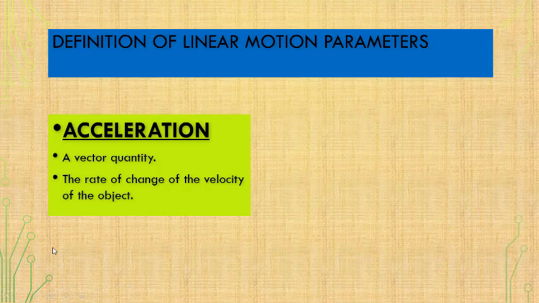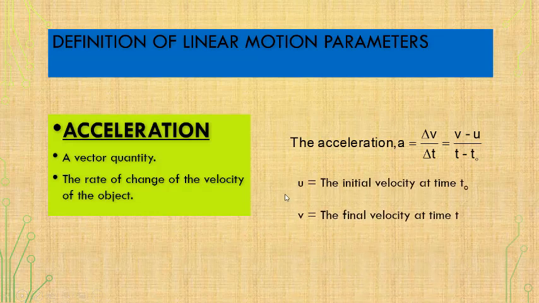The last one is the acceleration. It is a vector quantity. The rate of change of velocity of the object. The equation for acceleration is delta v over delta t, which is v minus u over t minus t naught, where u is the initial velocity at time t naught, and v is the final velocity at time t.